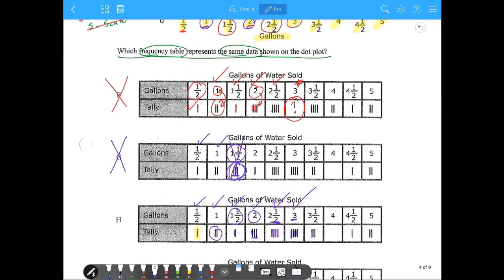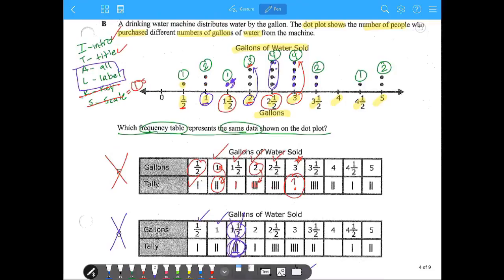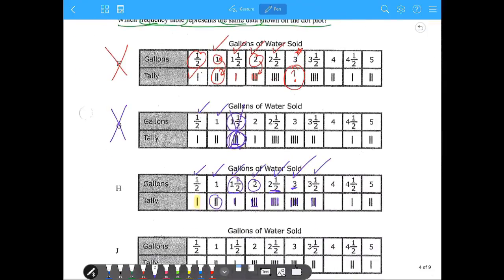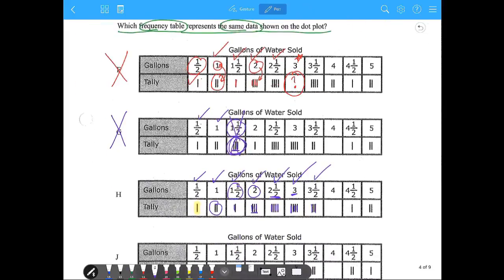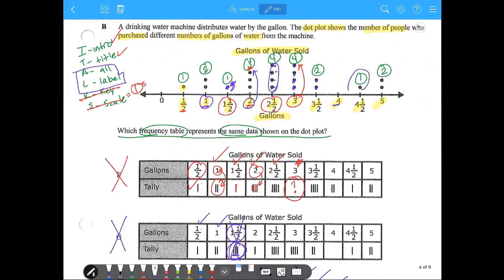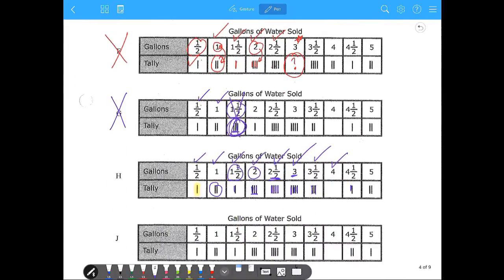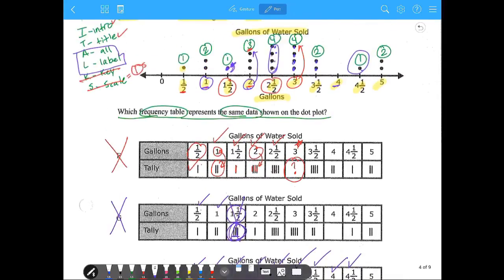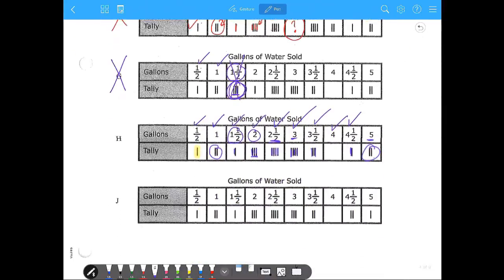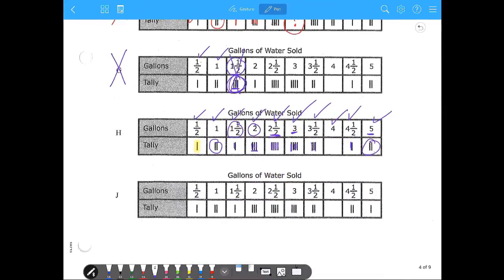3.5. There's 2 sticks, so that means there should be 2 dots. Let me check my chart. 1, 2. Yep. Right there. 4 wholes. There's nothing there. And good, there's nothing here in number 4. 4.5. There's 1 dot and 1 stick. There you go. It matches. 5 wholes. There should be 2 dots if this is right. 5 wholes, 2 dots. And I think we have already found our answer.